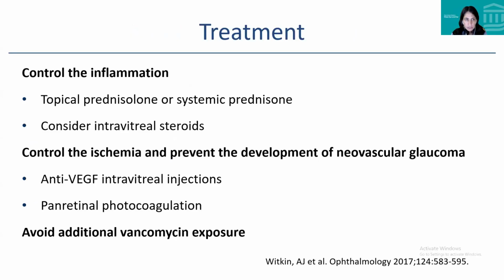The treatment for this condition is, first of all, to control the inflammation. We typically do this through topical prednisolone or systemic prednisone. In the 36 patient case series, there were a couple of patients who got intravitreal steroids, and anecdotally, those patients did better. So that's something to consider to control the inflammation quickly. Then we have to deal with the ischemia and prevent development of the neovascular glaucoma. And for that, anti-VEGF injections followed by panretinal photocoagulation are the treatments that need to be implemented. And of course, avoiding additional vancomycin exposure is very important.